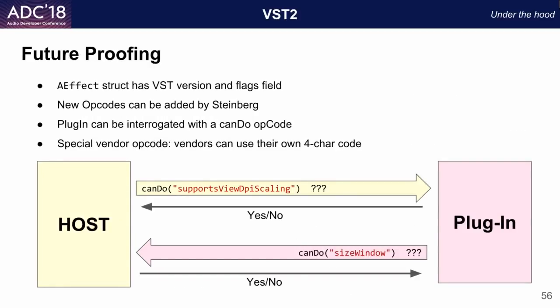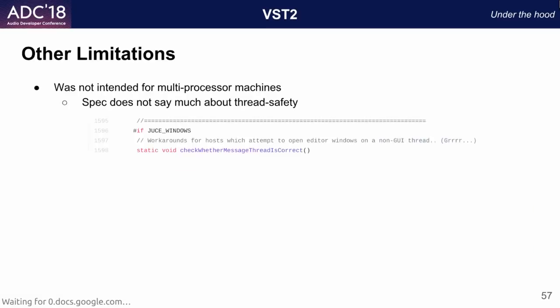Future proofing. So what if you want to extend the VST2 spec? Well, there's this can-do infrastructure. Basically, the host can ask the plugin, "Can you do?" and you supply some kind of string, and the plugin can say yes or no. And then you can use that method. The other way around works as well: the plugin can ask the host, "Can you do this?" and the host can respond with yes or no. It's kind of like a little dance that you can do to extend the features of VST2.